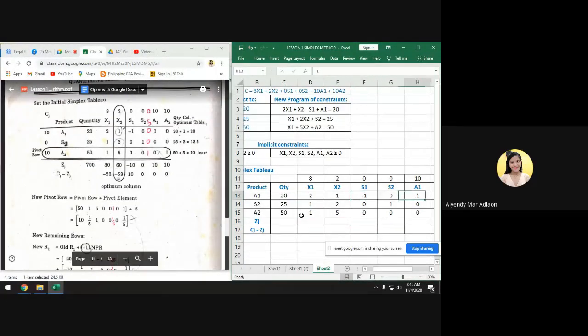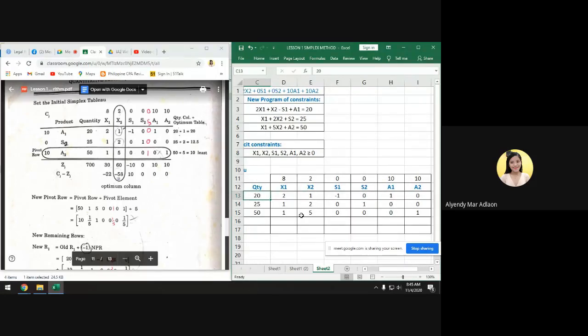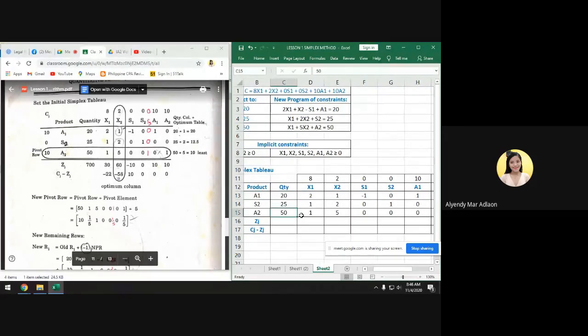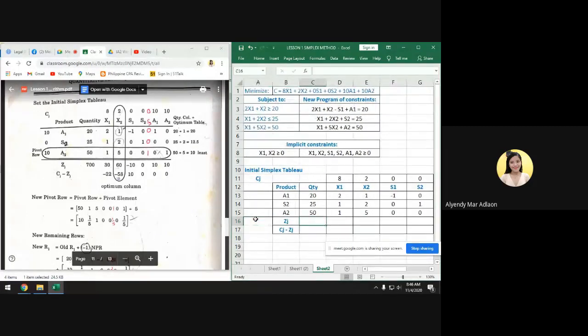So where are we? This is now our initial simplex tableau. Na-plot na nato ang mga values nga naa sa ato ang constraints, no? The values that came from our implicit constraints. The next one that we will do is to compute the total cost, which is the ZJ. Now, for the ZJ, saan ito? Katong cost diri multiplied by the quantity. The next is cost diri multiplied by x sub 1, then cost diri multiplied by x sub 2.